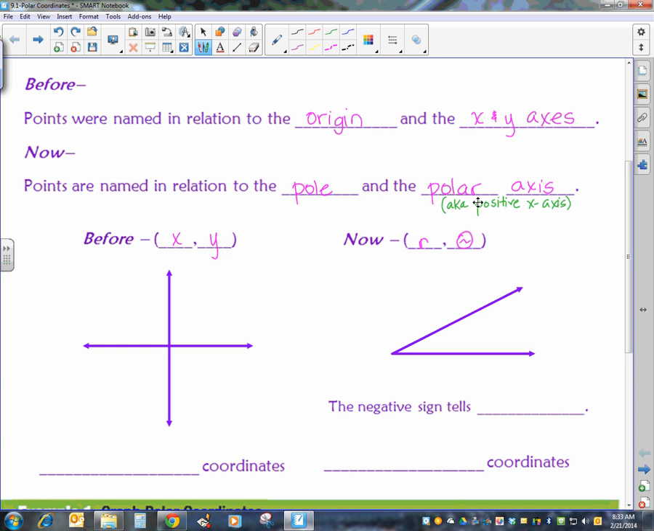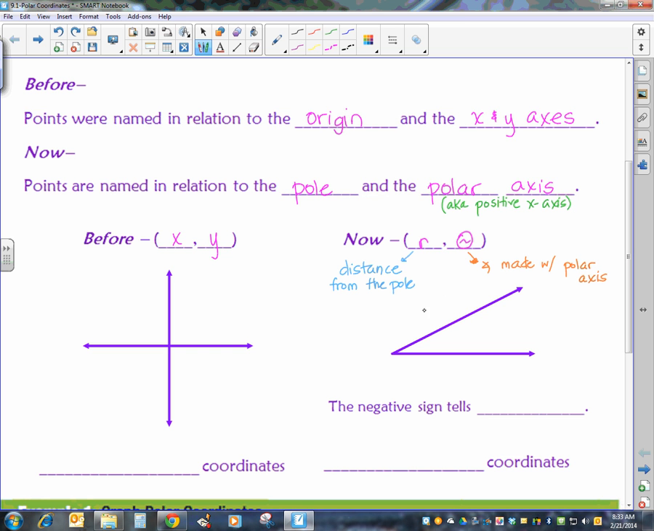And so when you graph these points, (r, theta), r is going to be the distance from the pole and theta is going to be the angle made with the polar axis. And as we just said above, that's the same thing as the positive x-axis.